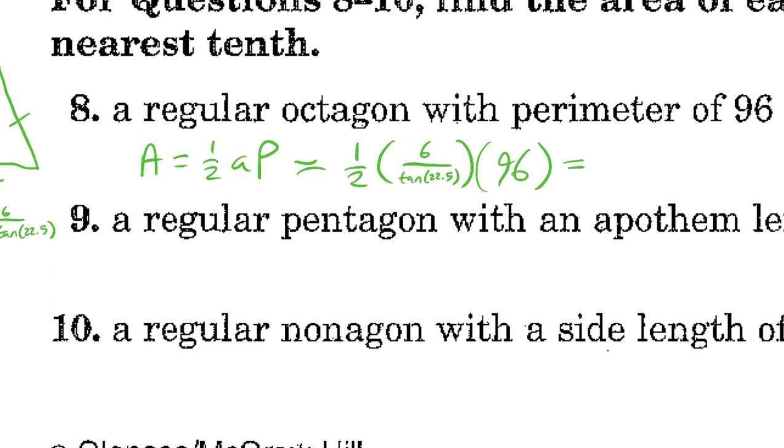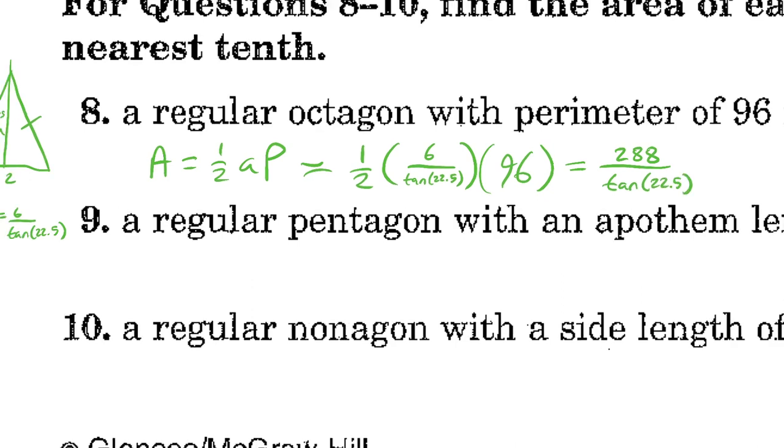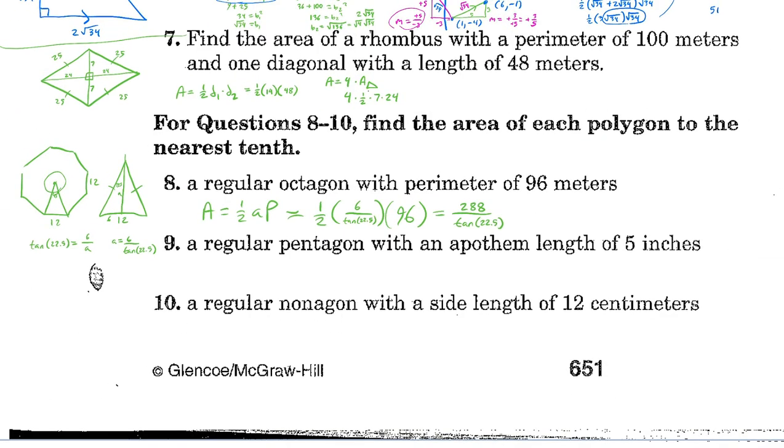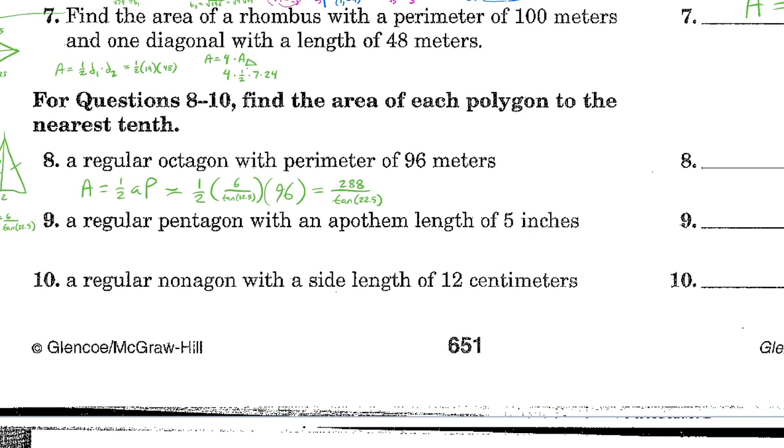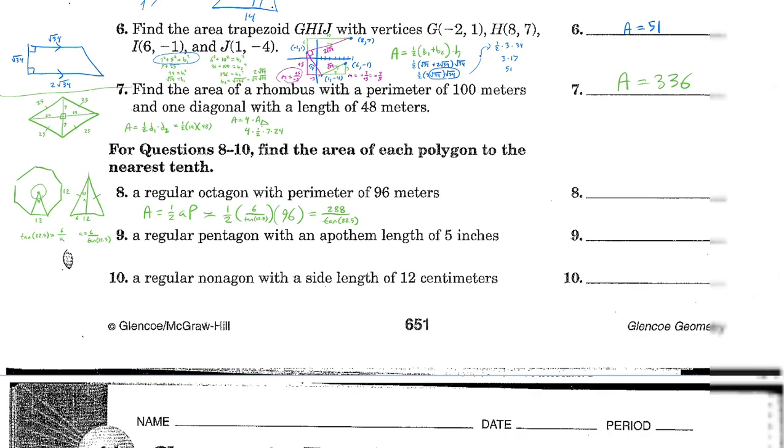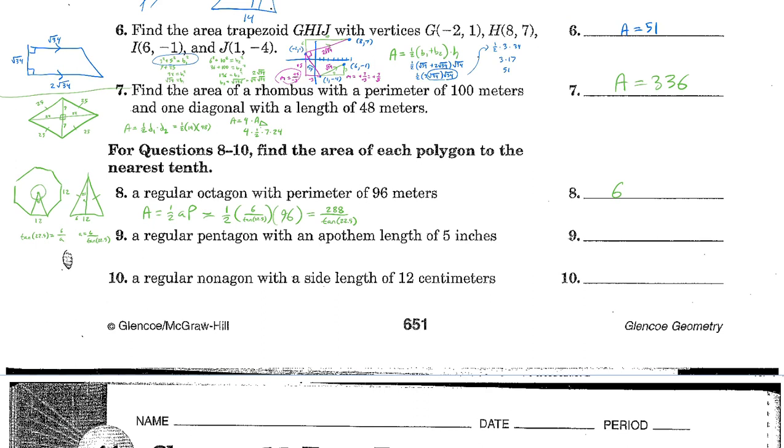So if we did it exact, it would be 6 times 96 divided by 2. So it would be 288 over the tangent of 22.5. That's the exact answer. But if we wanted to approximate it to the nearest tenth, we would go that divided by the tangent of 22.5 is about 695.29, but 29 will round to 3. So that's approximately what we get.